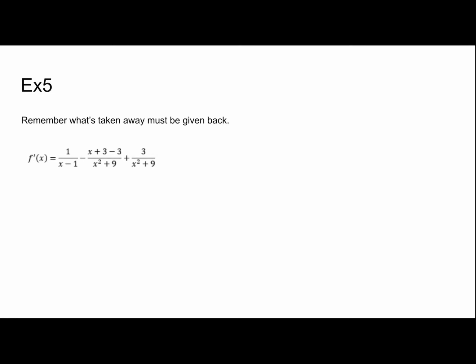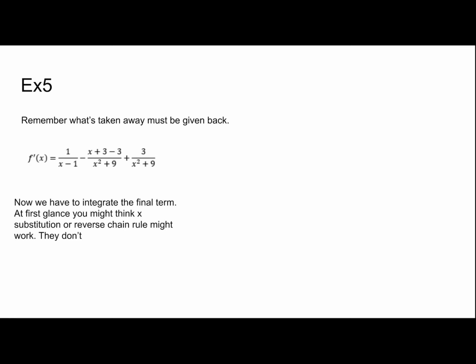So we have our f dash of x equals 1 over x minus 1. We don't touch that. So minus x plus 3. Okay, we don't want the 3 there. The 3 is annoying us. So we're going to get rid of the 3 by taking 3 away. However, if we take 3 away, we're going to have to add it on again. So we have to add 3 over x squared plus 9.